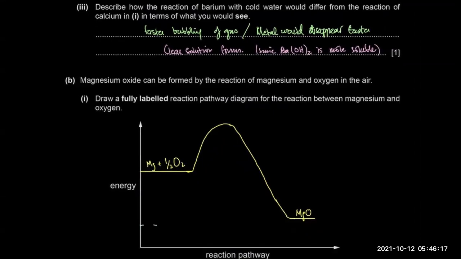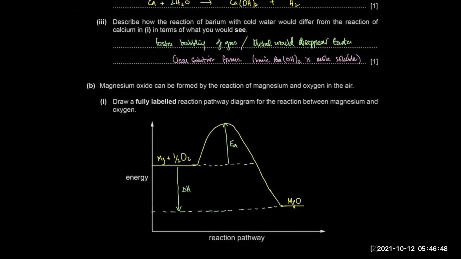If you had to label this reaction, let's label it. Right, this is our delta H, and this is our activation energy. So that's your fully labeled reaction pathway diagram.